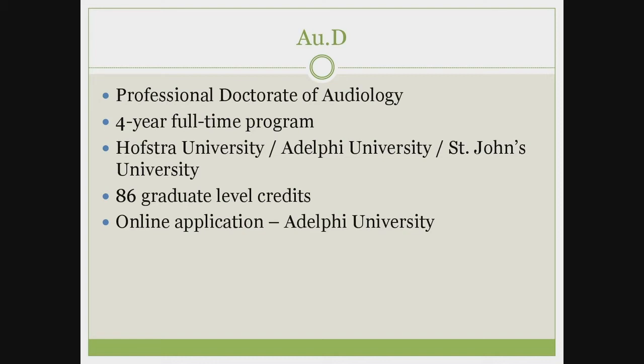The doctorate is done at Hofstra, Adelphi, and St. John's. So you will have a home school, but you will take courses at all three. Let's say your home school is Hofstra, meaning a lot of your advisement and administrative work will be done at Hofstra. It involves 86 graduate level credits, like I mentioned, 3 years of clinic and academic work, and your 4th year you'll have placements, which will be a strictly clinical work year.